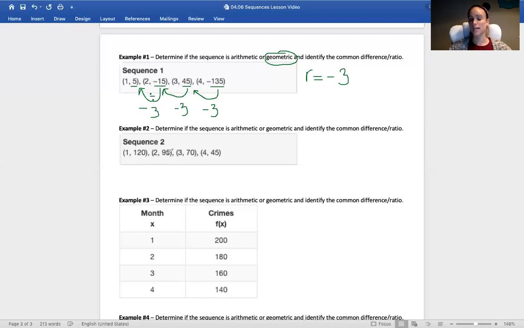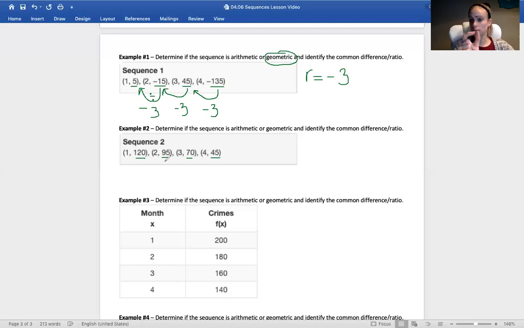My second term has a value of 95. Third term has a value and output of 70. Fourth term, 45. To determine what type of sequence it is, we are focusing on our outputs. So 120, 95, 70, 45. That didn't seem to jump quite as much as the first one did. So let's see if it's arithmetic. Let's try if it is a common difference.